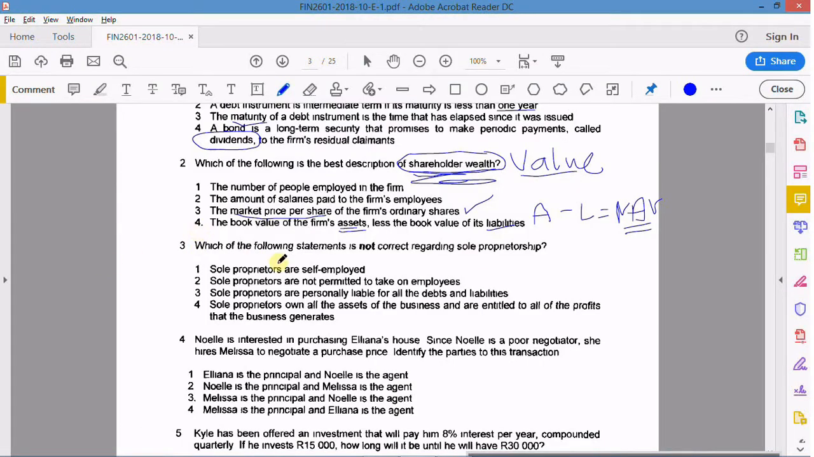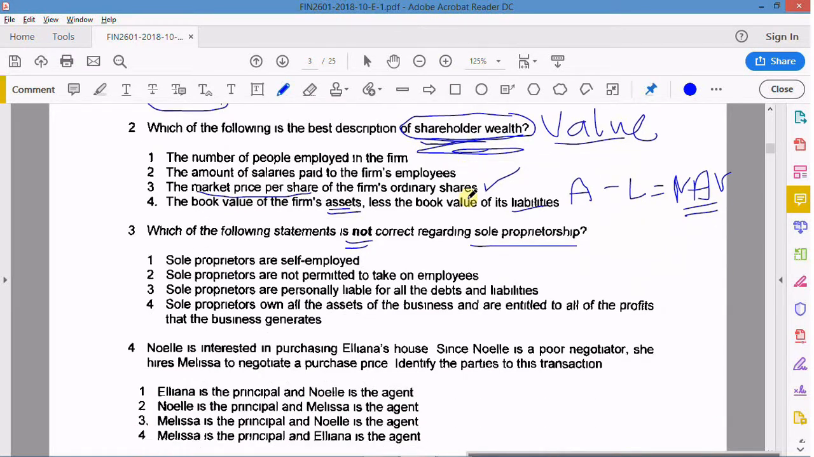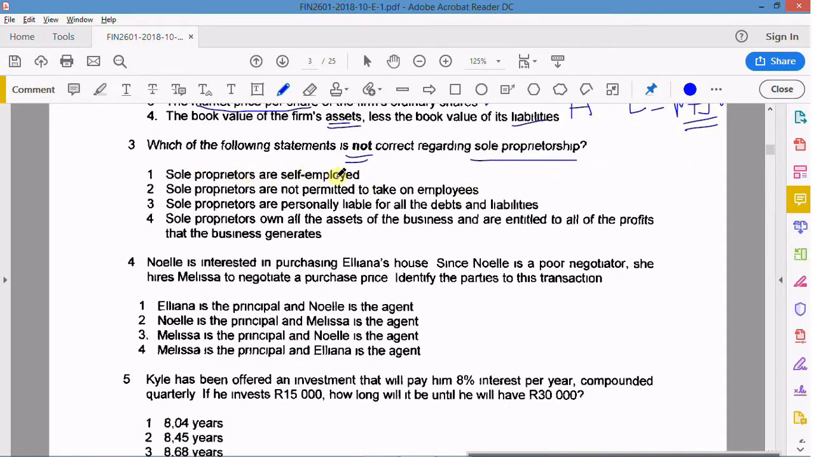Number 3 says, which one of the following statements is not correct regarding a sole proprietorship? Obviously sole proprietors are businesses that have one owner. Sole proprietors are self-employed, correct. Sole proprietors are not permitted to take on employees. That's false. You can employ people if you want to. Sole proprietors are personally liable for all the debts and liabilities. Definitely, because it's the owner's debt, the owner's liability. Sole proprietors own all the assets of the business and are entitled to all the profits, definitely. That's true. So it's obviously two.